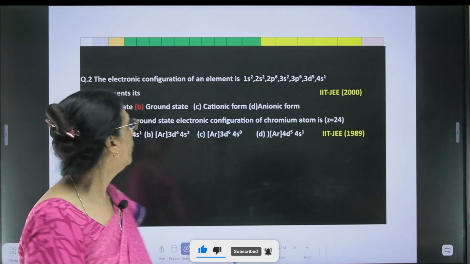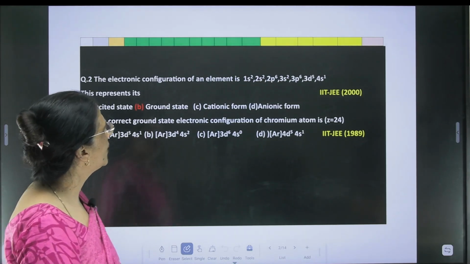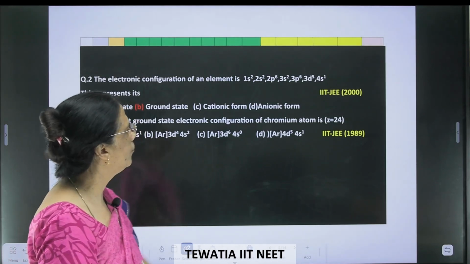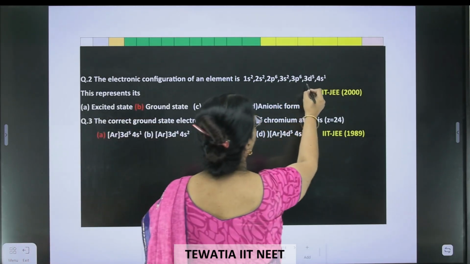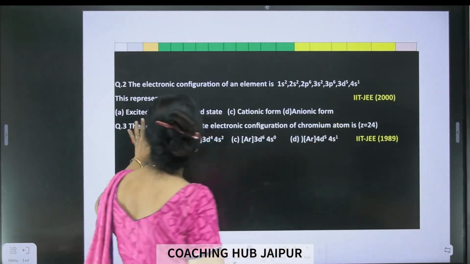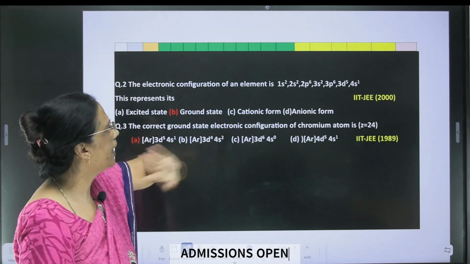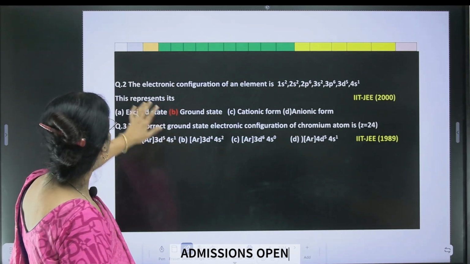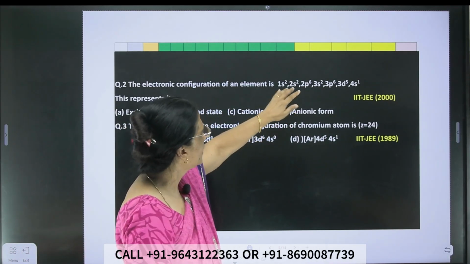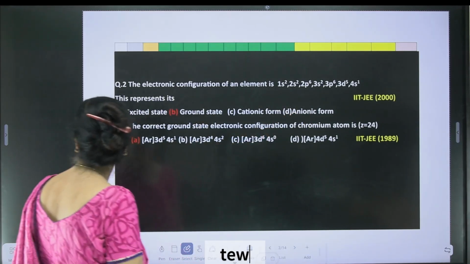Question number 2: the electronic configuration of an element is 1s2, 2s2, 2p6, 3s2, 3p6, 3d5, 4s1. Now, the last one is 3d5, 4s1; does this represent the excited state, ground state, cationic form or anionic form? You see this element is 24, it is chromium, which is a 3d5 and 4s1 system.